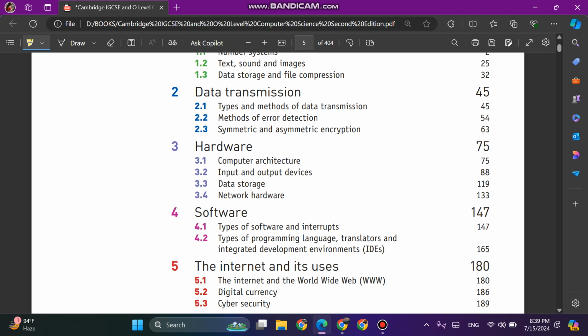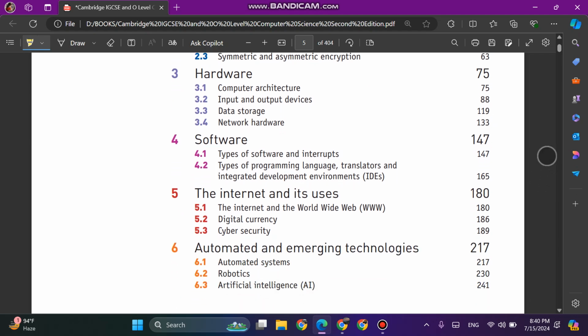Chapter number 4 is software, and in this chapter you will learn about types of software and programming languages: what a programming language is, what its use is, and what its types are. A translator is a software which is used to translate one language to another. We know that our computer is based on 0 and 1, and a computer just understands binary language. So in this chapter we will learn how translators translate your high level language to the low level language.